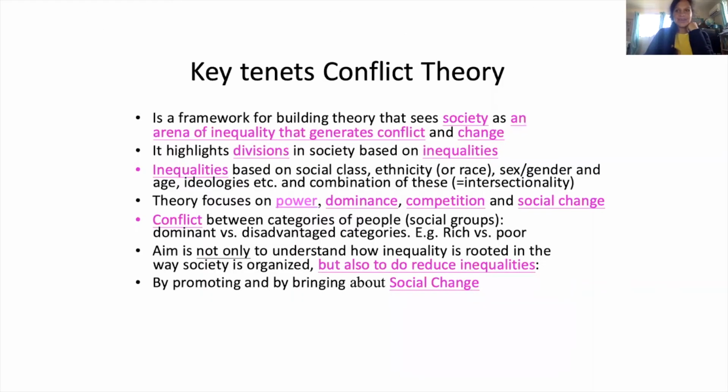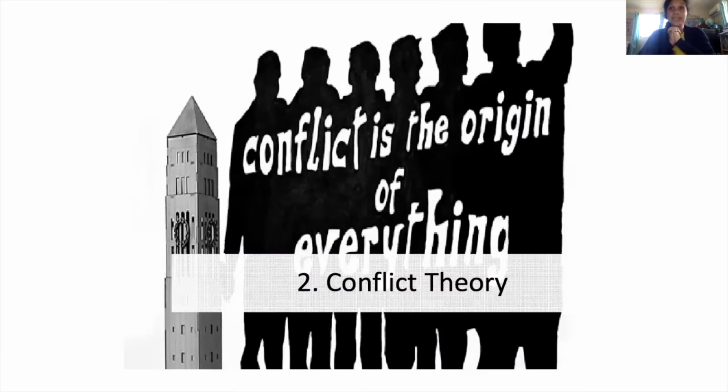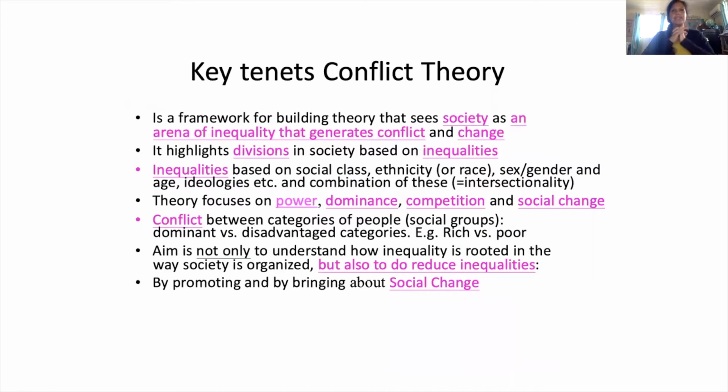Hi guys, so let's continue to the second macro-sociological perspective. And this one is called conflict theory. Also interesting to notice the naming of the sociological perspective. Just as the first one, structural functionalism, conflict theory, the name tells how this theory envisions society. So let me start by summarizing the most important principles of conflict theory.